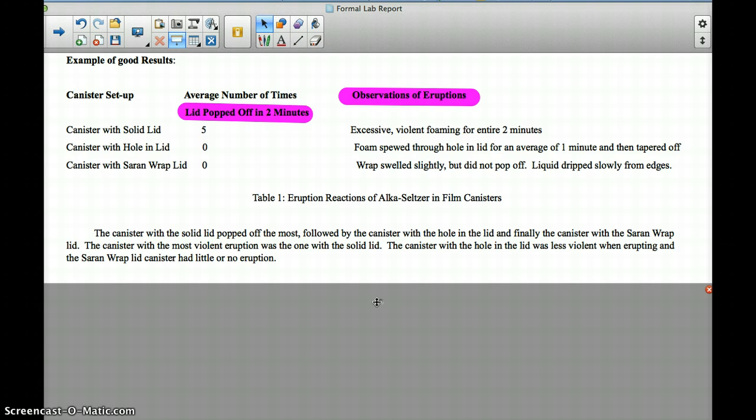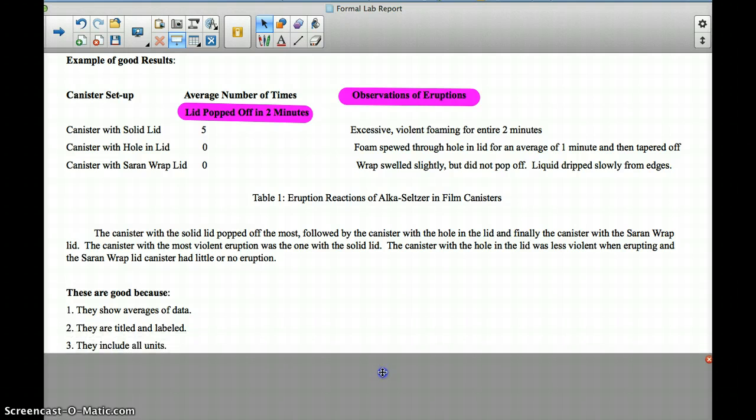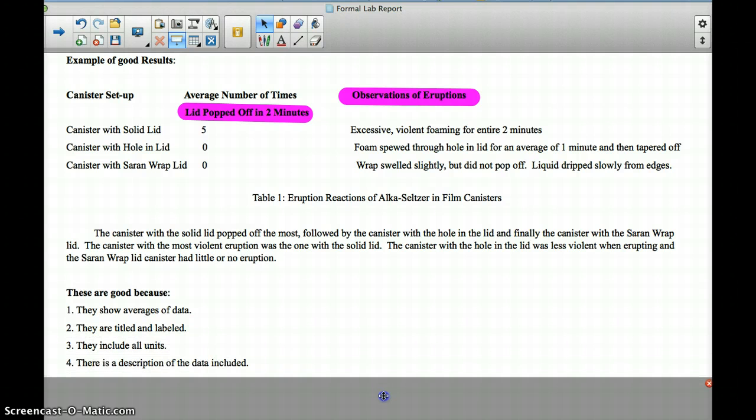It's an overview. Again, you can pause the video, read it, and then come back when you're ready. These are good results because they show the averages of data, they show the titles are labeled, they include all units, there's a description of the data included. You're going to tell me what you see, what happened. Keep in mind you don't mention the name of the person in your experiment. You can refer to them as subject 1.